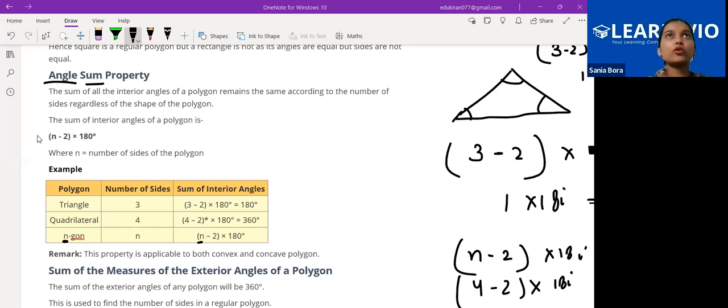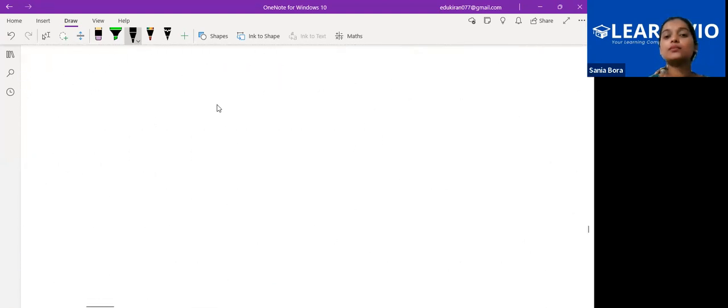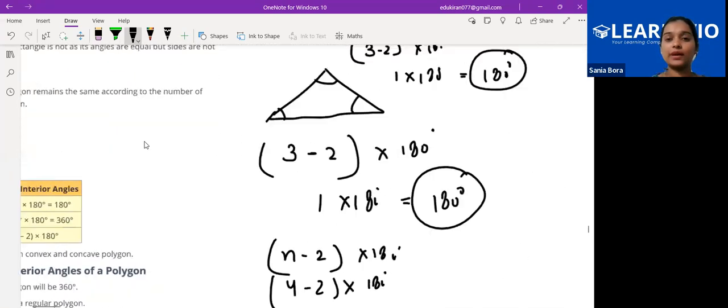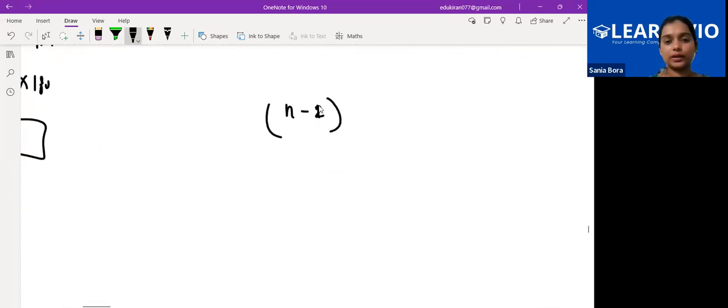Of course, every time you cannot find it out, so for that they have given you a formula, which is n minus 2 multiplied by 180, where n is the number of sides. Clear? So for example, let's say a quadrilateral. What was the formula? n minus 2, sorry, n minus 2 multiplied by 180.